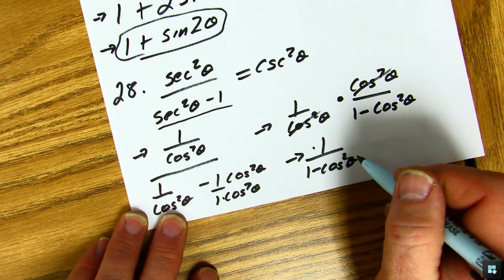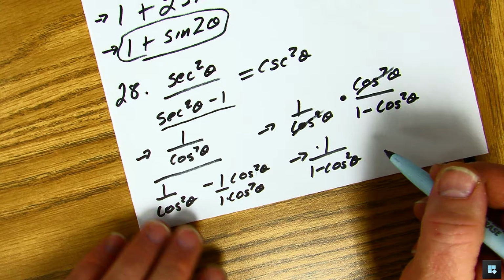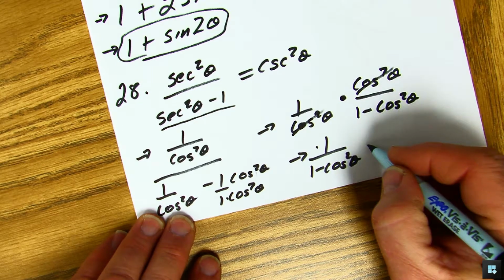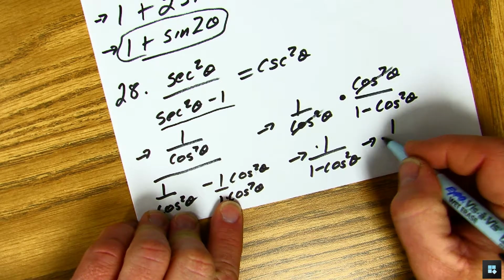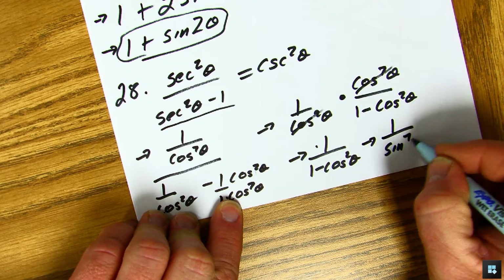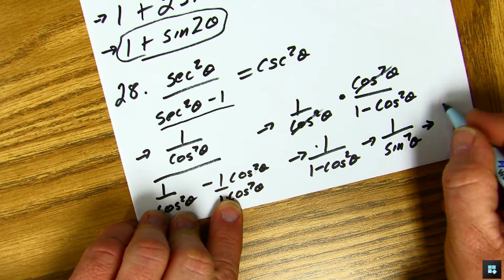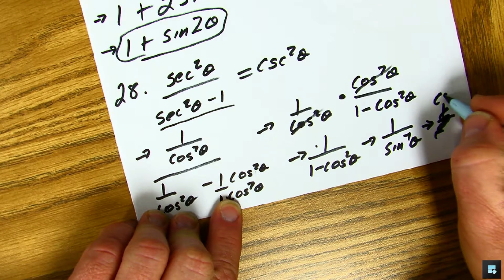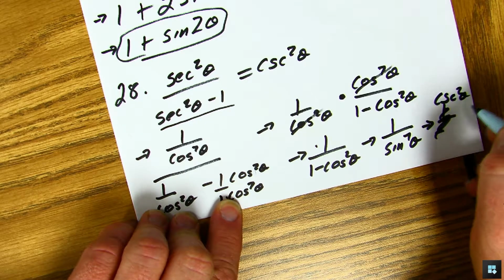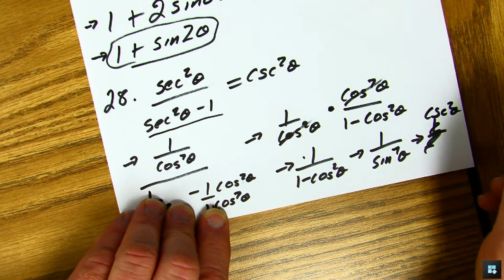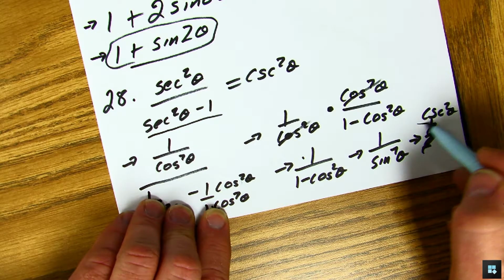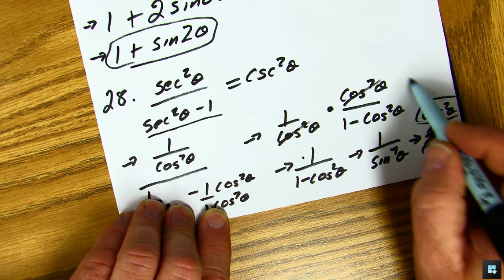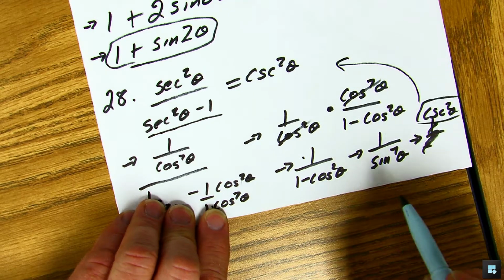But now 1 minus cosine squared theta is the same thing as sine squared theta. So that's the same thing as 1 over sine squared theta, which is the same thing as cosecant squared theta, which is exactly where we want it to be. And we are now done.